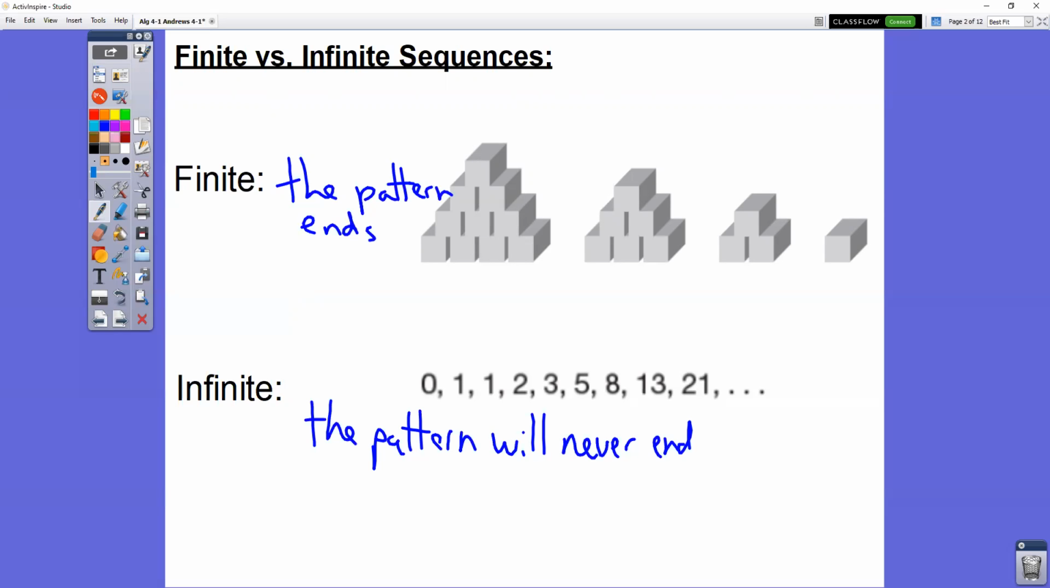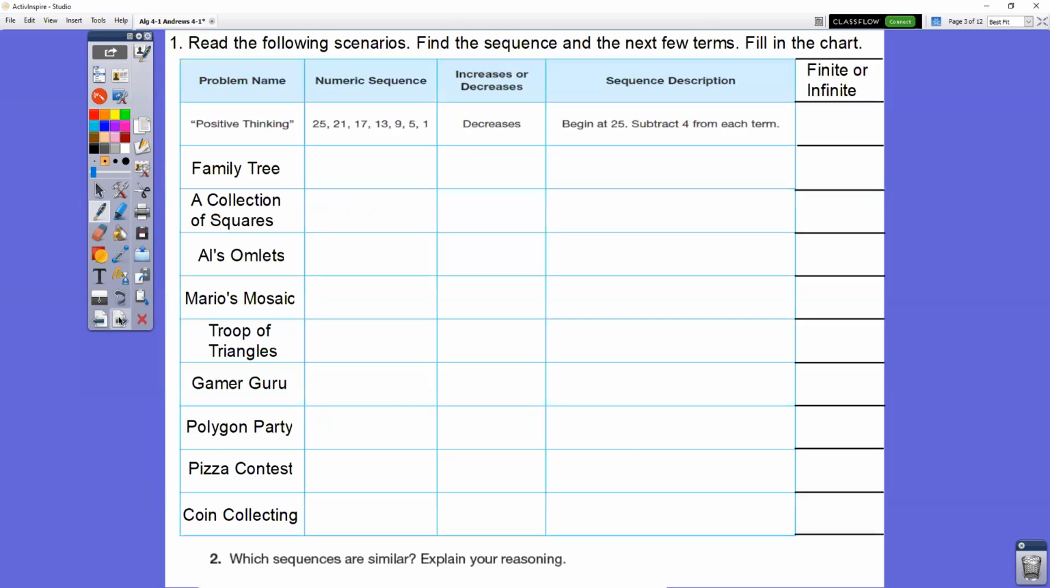The pattern stops. The pattern terminates due to some sort of limitation. In this case, we were running out of blocks, so we couldn't take away any more because we ran out of them, all right? Where this one just gets bigger and bigger and bigger. This one eventually goes down and stops for some reason. So let's take a look at a couple more of these, all right?